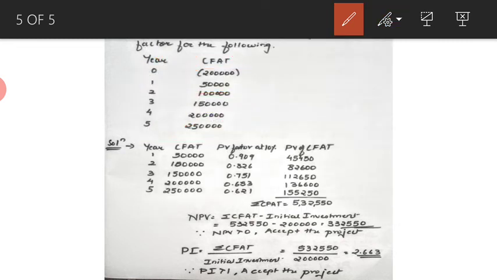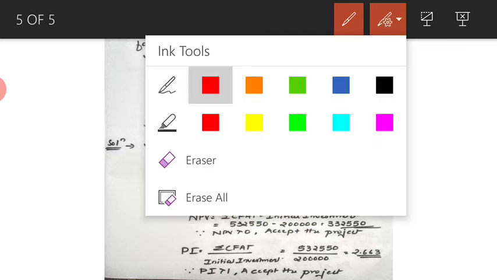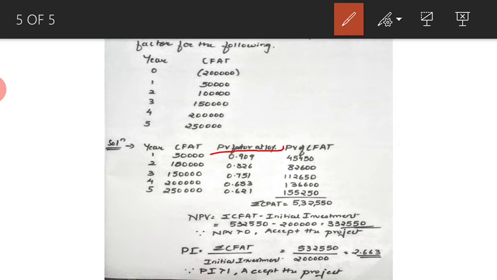So let's start with the solution. First we take the years, that is 1, 2, 3, 4, 5. Anyway, 0 is initial investment, so should not be considered over here. Then the cash flows, that is 50,000, 1 lakh, 1 lakh 50,000, 2 lakh and 2 lakh 50,000, which are considered over here directly. Now this is important here. Then we consider present value factor at 10%.